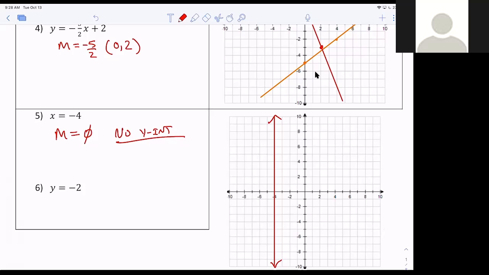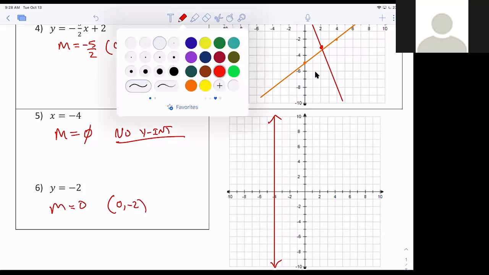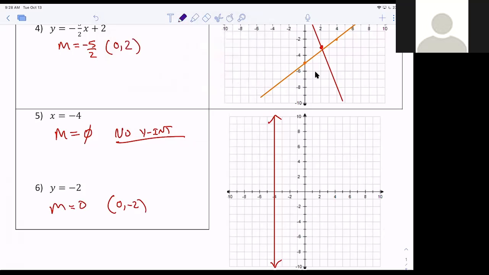Now, what about number 6? Y equals -2 is a horizontal line. And what's the slope of a horizontal line? 0. Thank you. So m equals 0. The y-intercept is 0, -2. It does cross the y-axis. So I'm going to change the color just so you can see it. And here we go. Y equals -2.